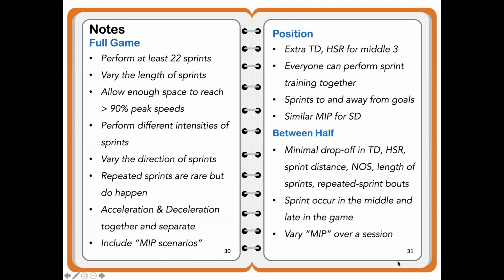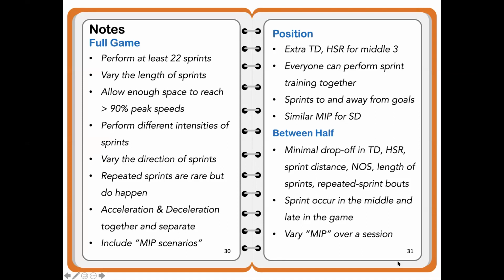So what do we know so far after this? To summarize, our notes for our training sessions. We need to perform sprints. We need to perform at least 22 sprints in training. We need to vary the length of sprints. We need to allow enough space to reach above 90% peak speeds. We need to perform different intensities of sprints. We need to think about varying the directions of sprints. We need to create repeated sprints because although they're rare, they do happen in games. We need to create opportunities for acceleration and deceleration, possibly linking together, but also separately. We also need to include maximum intensity period scenarios within our training sessions.